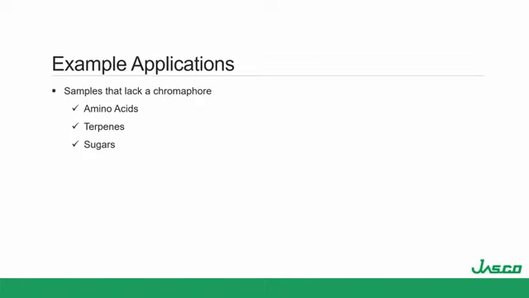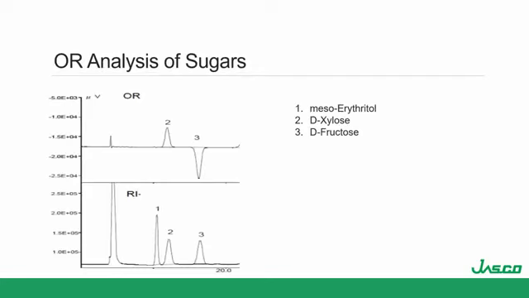So some example applications. I will say that this is not the most commonly used detector, but if you do have compounds that fit the bill, it works nicely. So I would consider it more of a niche detector. It suits samples that lack a chromophore, so amino acids, terpenes, sugars, and that also contain optical rotation.